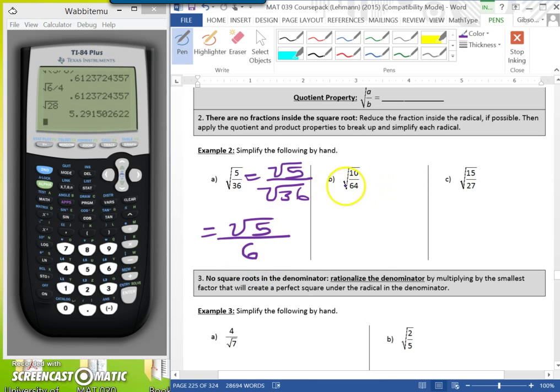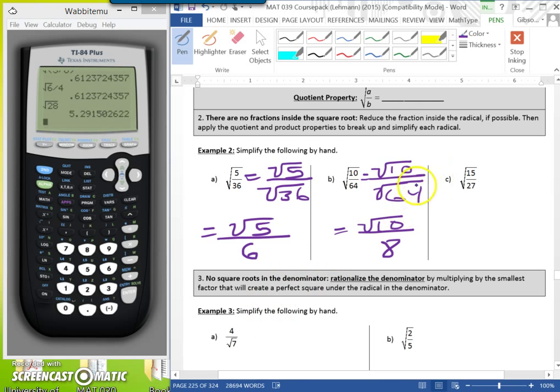Now we go here to B. We can break this up. This will give us the square root of 10 over the square root of 64. So we will have the square root of 10 in our numerator, and the square root of 64 we know is 8.